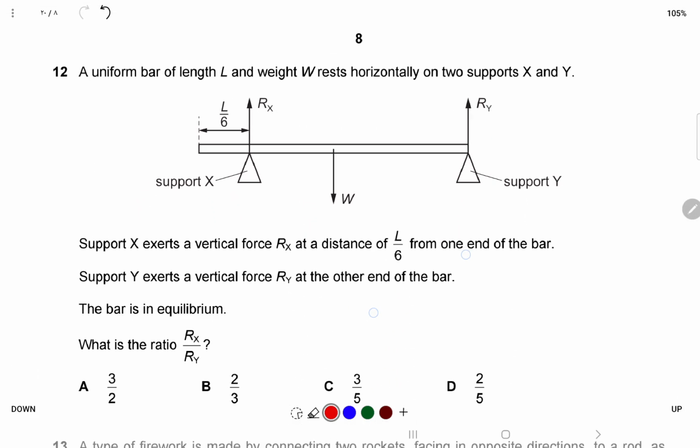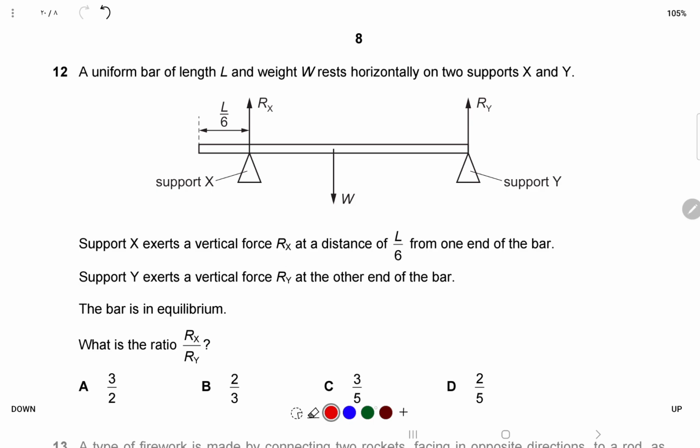Question number 12. Uniform bar length L and weight W rest horizontally on two supports X and Y. Support X exerts a vertical force Rx at a distance L over 6 from one end of the bar. Support Y exerts a vertical force Ry at the other end of the bar. The bar is in equilibrium. What's the ratio of Rx over Ry?